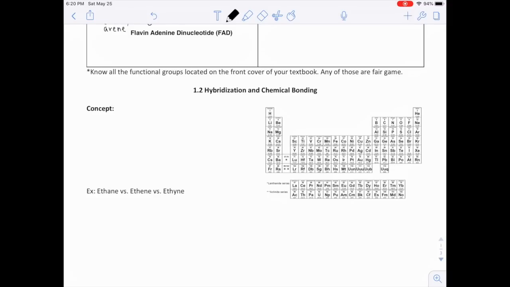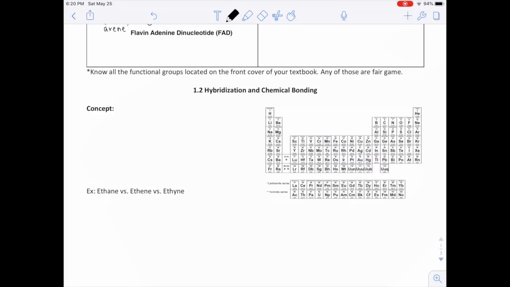So, this is a very, very complex topic, hybridization. We typically don't cover the fundamentals in terms of quantum mechanics and the orbital theory and all that stuff. So we're going to give you a very brief version of what hybridization is and how that relates to chemical bonding in organic molecules. So what is the concept of hybridization?